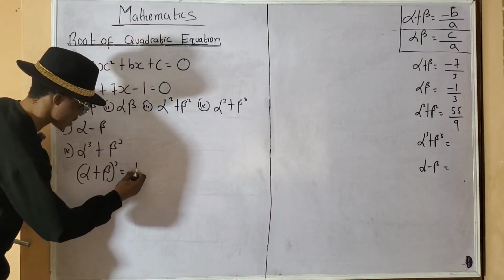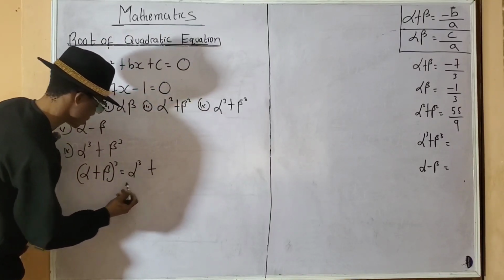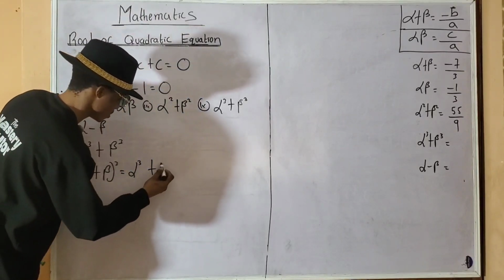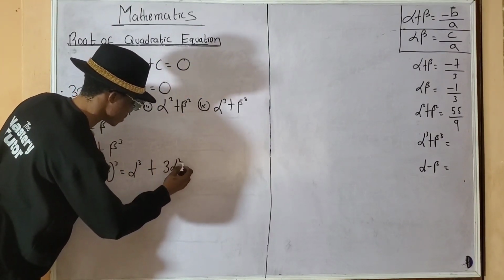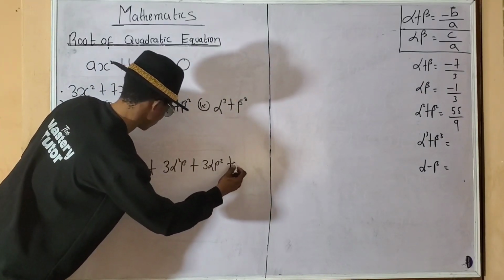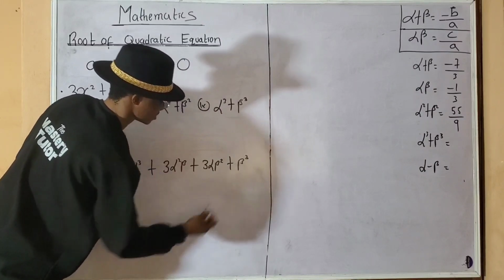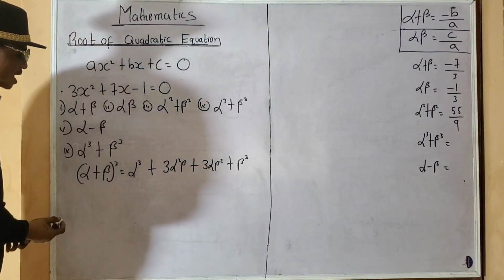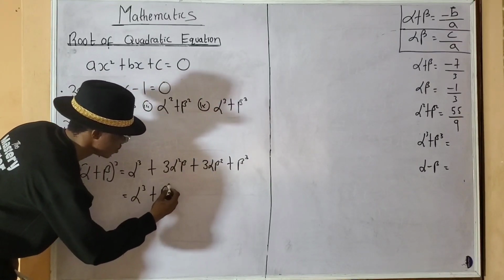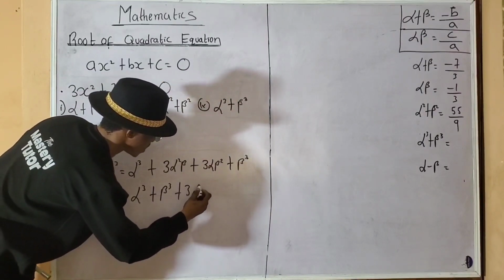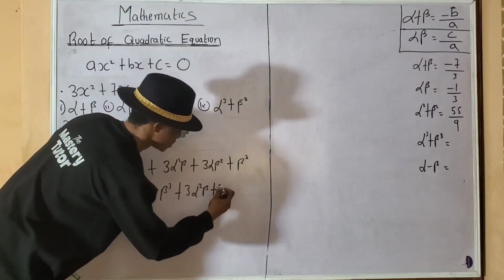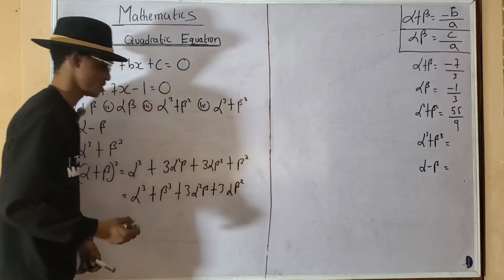I'm going to have alpha cube plus, now because the exponent here is 3, 3 alpha squared beta plus 3 alpha beta squared plus beta cube. Yes, this is the expansion. Now, I can rearrange the equation as alpha cube plus beta cube plus 3 alpha squared beta plus, hello, listen to me, plus 3 alpha beta squared. Are you following?